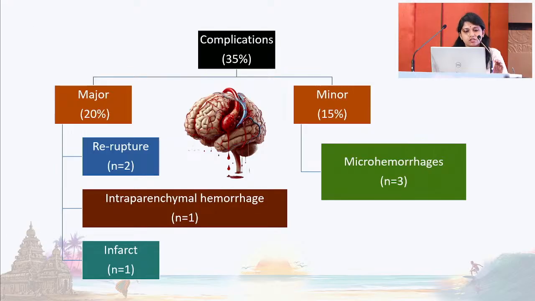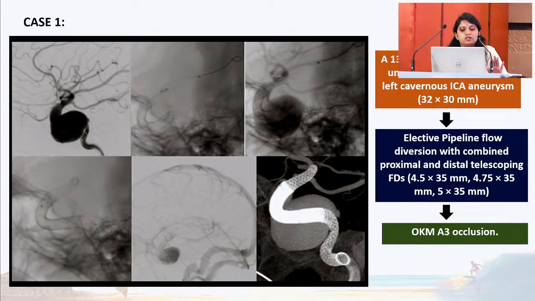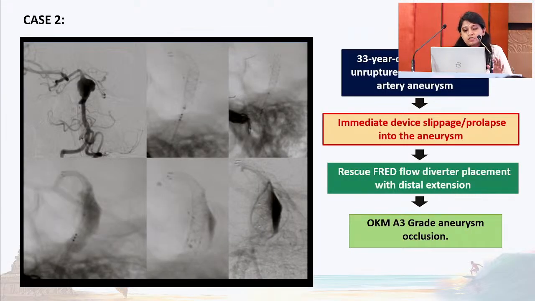antiplatelet non-compliance. Case examples: this shows an elective telescoping in which combined proximal and distal extension was made using 3 FDs, thereby achieving OKM grade D occlusion of an unruptured left cavernous ICA aneurysm. This image shows a rescue flow diverter in a case of an unruptured fusiform basilar aneurysm where the first FD slipped into the aneurysm. Hence it was overcome by placing another FD, achieving OKM grade D occlusion.